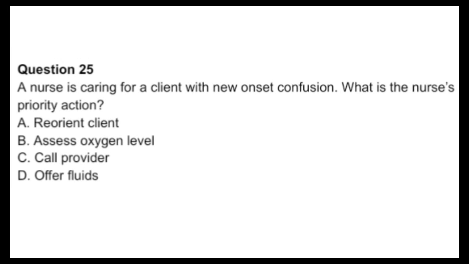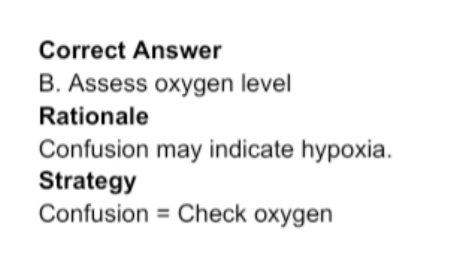Question 25. A nurse is caring for a client with new onset confusion. What is the nurse's priority action? A. Reorient client. B. Assess oxygen level. C. Call provider. D. Offer fluids. Correct answer: B. Assess oxygen level. Rationale: Confusion may indicate hypoxia. Strategy: Confusion equals check oxygen.